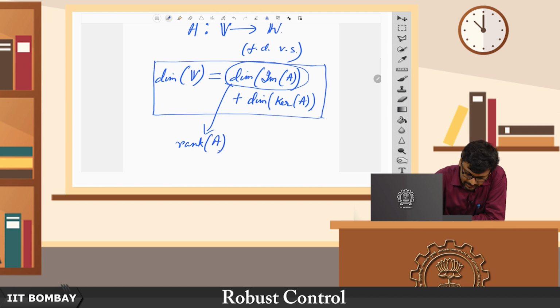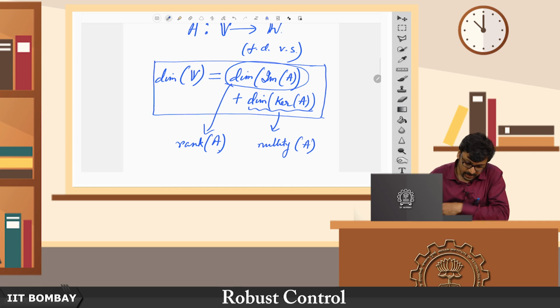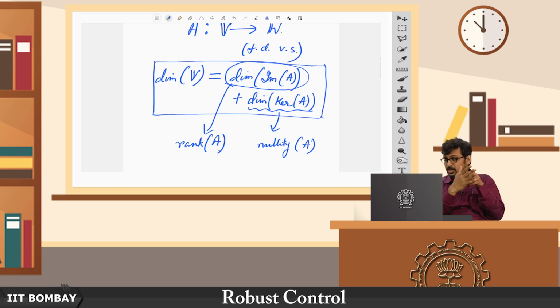Okay. And this is often termed as the nullity of A. So, it turns out that, in layman's tongue, the sum of the rank and the nullity of this linear map A from the finite dimensional vector space V to the finite dimensional vector space W is going to be exactly equal to the dimension of the underlying domain, that is V, alright.